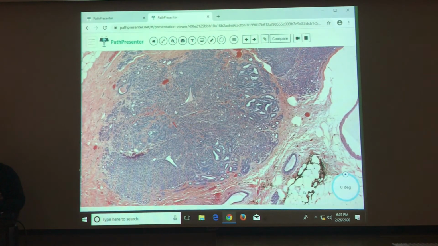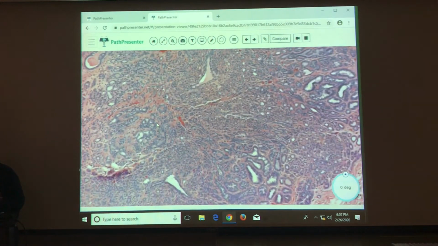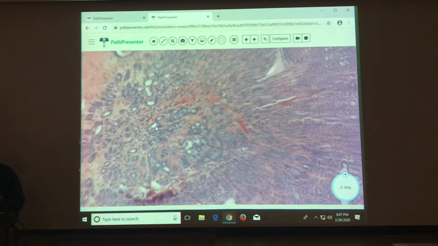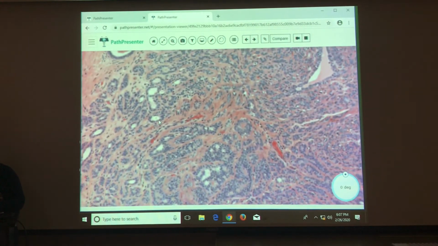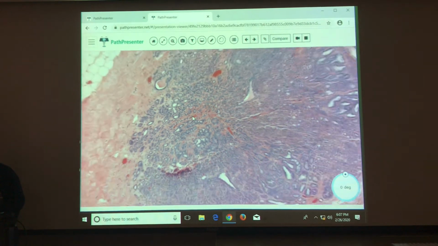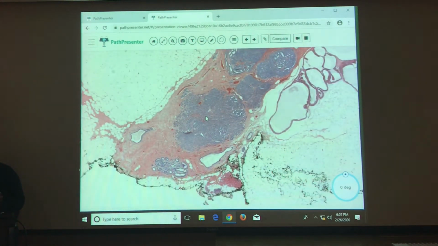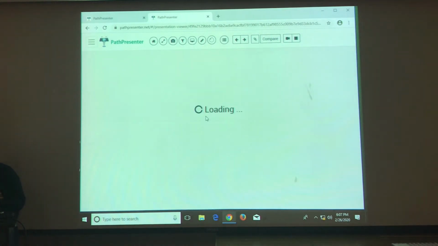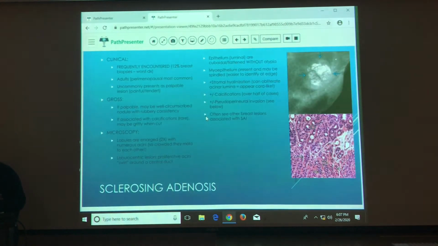But for radial scar, I don't see a very good scar center, an elastofibrotic scar center. I don't see that. I agree this is adenosis. Sclerosing adenosis. We just went over MGA and there's regular adenosis too. Okay, so this is sclerosing adenosis.